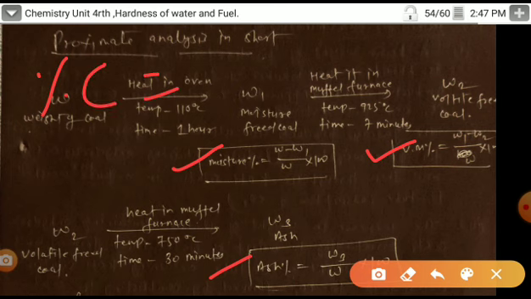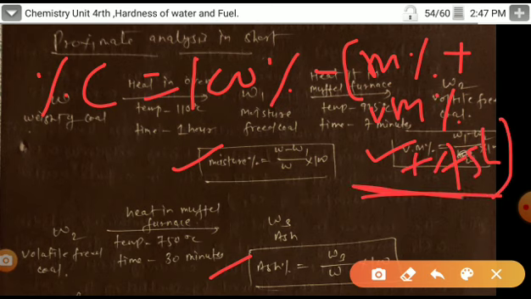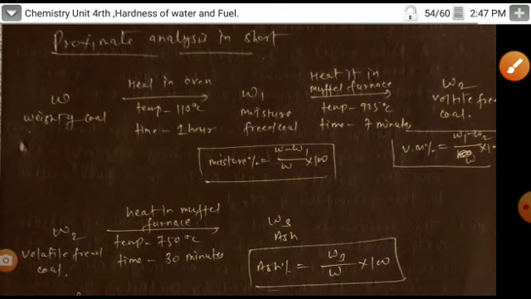To get that, you have to sum up all the percentage values of the moisture percentage plus volatile material percentage plus ash percentage, and subtract it from 100 percent. In this way you determine the fixed carbon percentage from the proximate analysis of the coal.